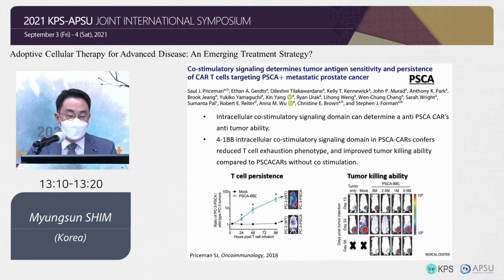This study also shows the importance of the co-stimulatory signaling domain in anti-PSCA CAR T cells. They used the 4-1BB intracellular co-stimulatory signaling domain to increase T cell persistence and increase the tumor killing ability of anti-PSCA CAR T cells.